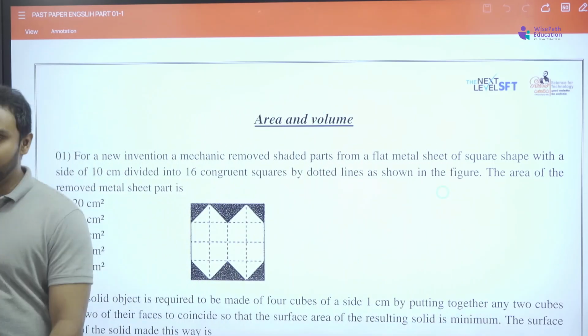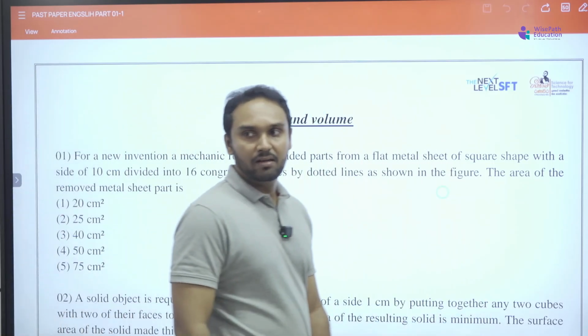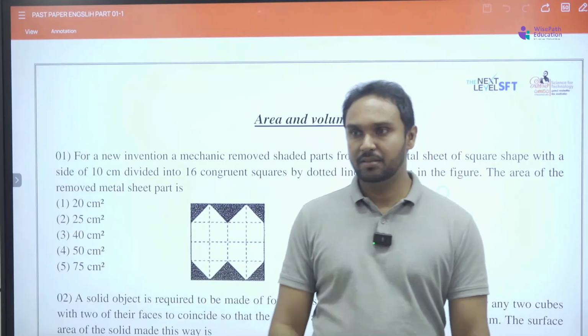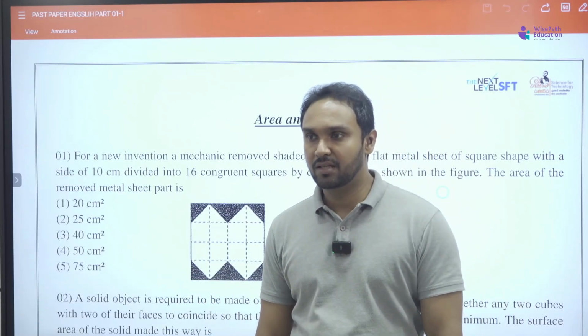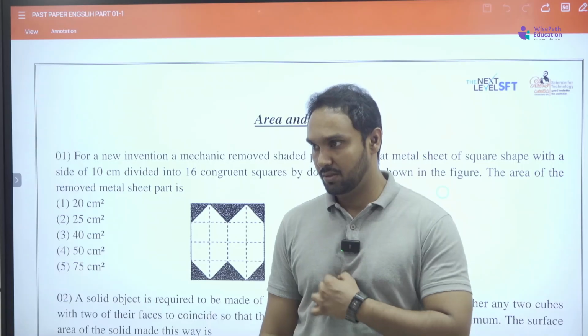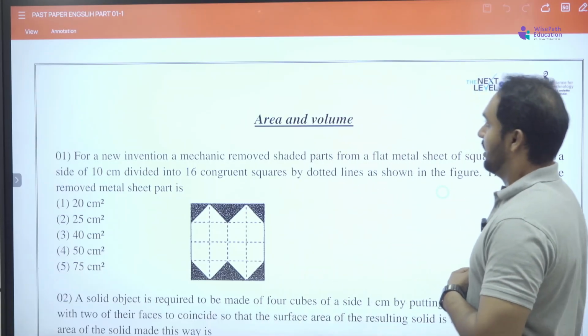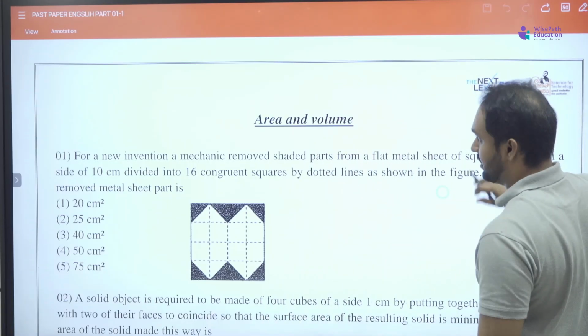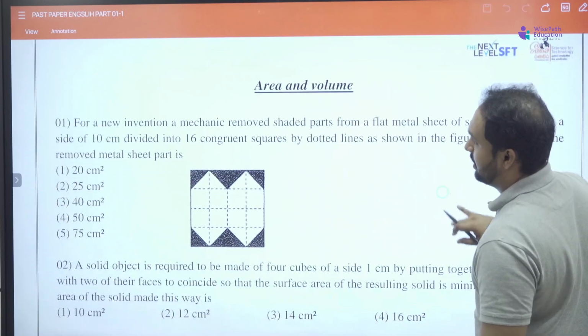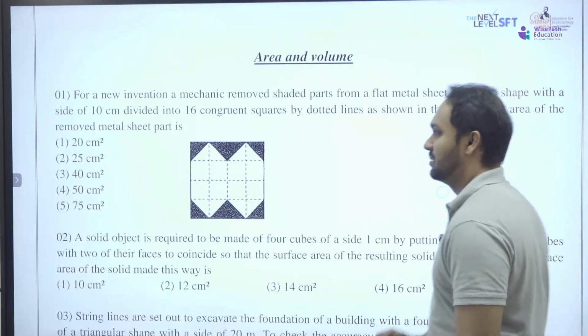So shall we start from the past paper questions? And then we'll discuss the few other questions that are left in the tute. Nice. Right, so the area and volume, come to this part. These are the past paper questions. Now go through the questions.